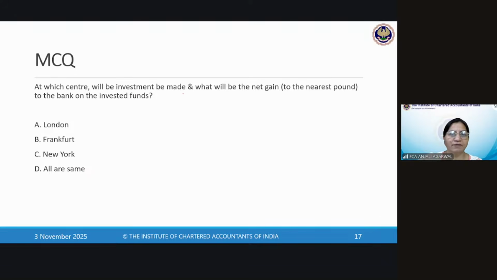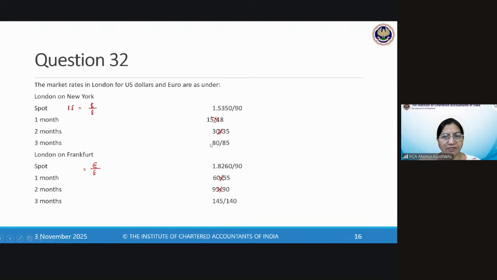Which center will the investment be made? And what will be the net gain to the nearest pound to the bank on the invested funds? So first tell me, where will you like to make an investment? Let's see. 500,000 USD is what you have in London. If we are investing in USA itself, or London, or Frankfurt, Germany.